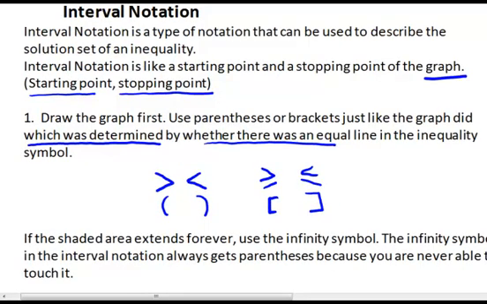If the shaded area of the graph extends forever, we will need to use the infinity symbol. The infinity symbol in the interval notation always gets parentheses because you are never able to touch it. If the graph goes forever to the right, it's like a sideways 8, and then it will get the parentheses. If it goes forever to the left, it will be a negative infinity, and it will have the parentheses.